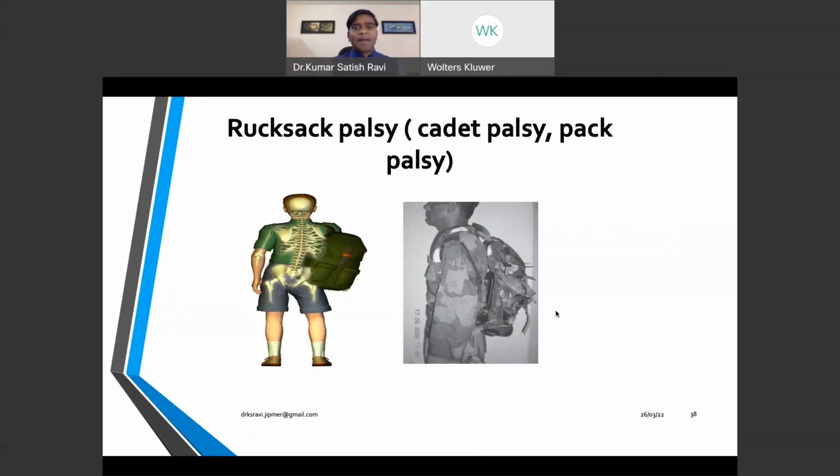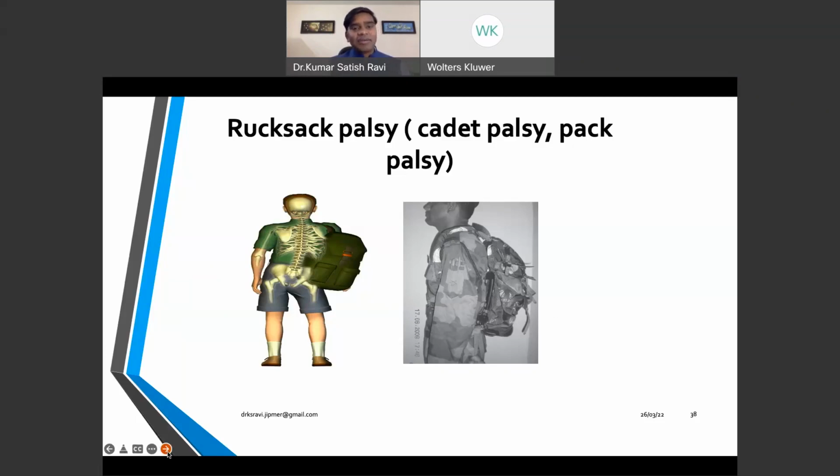Similarly, when we see this condition, we say the rucksack palsy or the cadet palsy or the backpack palsy. In this, the classical presentation is pain and weakness associated with wearing a backpack. You can appreciate it in this diagram. There will be sensory involvement, and most are due to demyelinating conduction block. We call it neurapraxia of the brachial plexus. So this condition we call the rucksack or cadet palsy or backpack palsy. When they carry this backpack for a longer duration, it may lead to this condition.